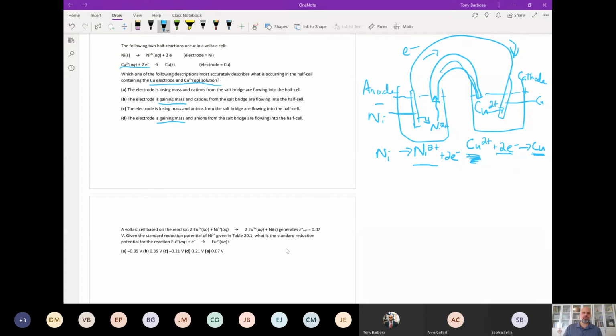So you can see that what's going to be going on is, right, we have the nickel 2+ ions moving towards the area where you're going to have less charged copper 2+ on the right-hand side as it's being consumed. So we have cations from the salt bridge flowing into the half cell. So it's going to be B. So sorry, everyone. I don't think anyone got it right.